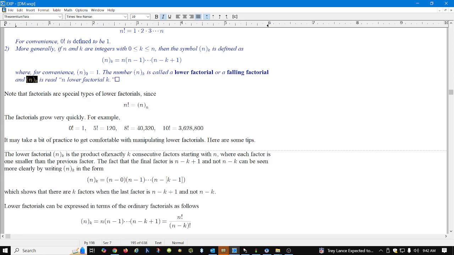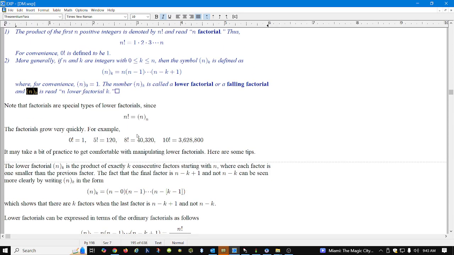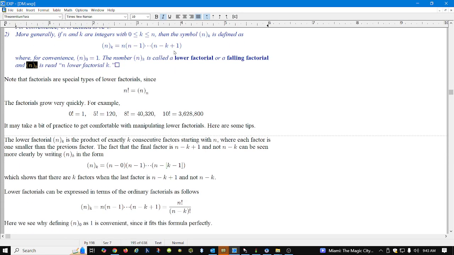It does take a bit of practice to get comfortable manipulating lower factorials. The first thing to notice, and perhaps I should have said this earlier, but n lower factorial k is the product of exactly k factors. They're consecutive factors, each one less than the previous one, n minus 1 down to n minus k plus 1. There are k factors here. And you might be confused, why is this k plus 1 here? Why isn't it just n minus k?